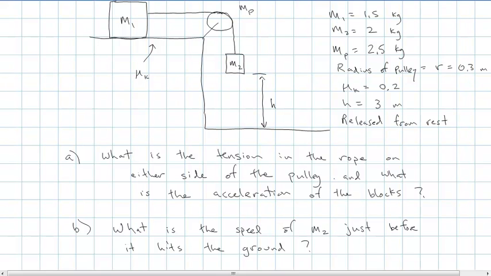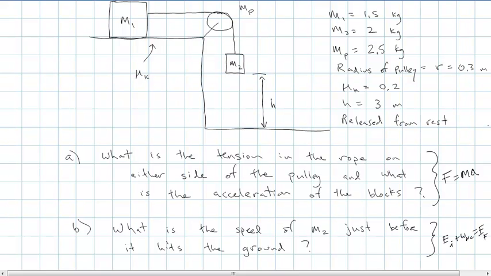When you're asked for a force, like tension, or the acceleration, you should be thinking F equals ma. And when you're asked about speed and distance, like in part B, what is the speed of m2 just before it hits the ground, after it's dropped through a distance h, you should be thinking more in terms of energy conservation.